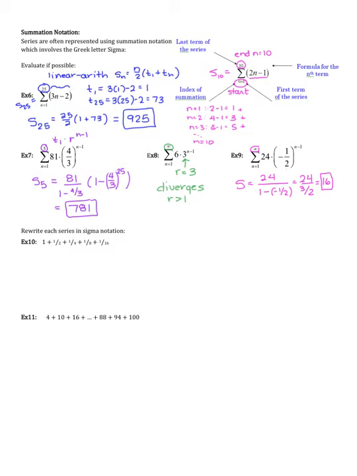Okay, what if you are given your series and you have to write it in sigma notation? So let's see, I have 1, 2, 3, 4, 5 terms. So I'm going to write my little sigma here. And I know that I'm going to start at 1, and there are going to be 5 terms I'm adding together.